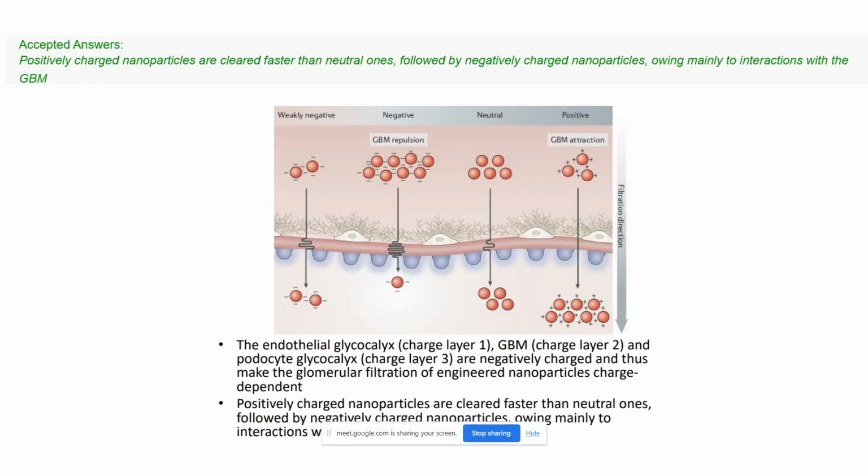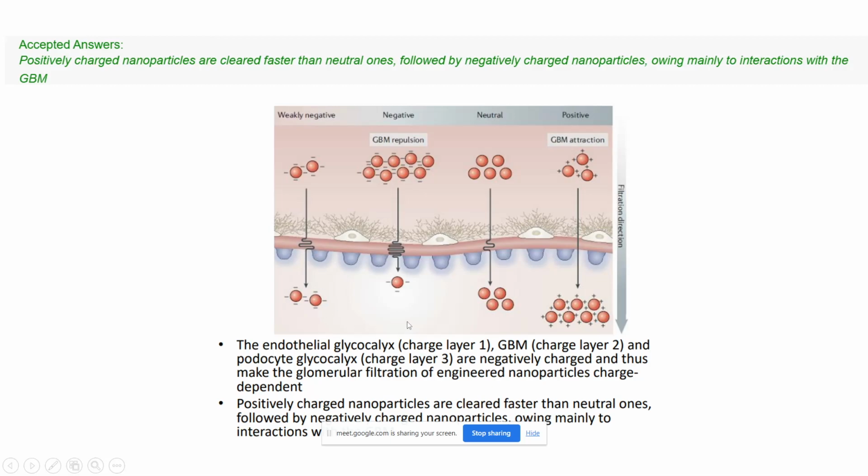Yes. So those who said fourth option, that is correct. Positively charged nanoparticles are cleared faster than neutral ones, followed by negatively charged particles, owing mainly to interactions with the glomerular basement membrane. So the endothelial glycocalyx is charge layer 1. The second charge layer is the GBM, and the podocyte glycocalyx is charge layer 3.